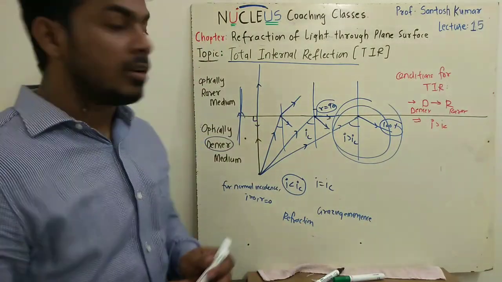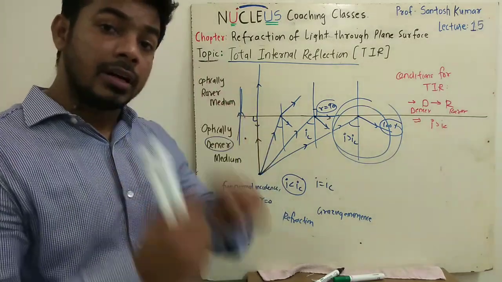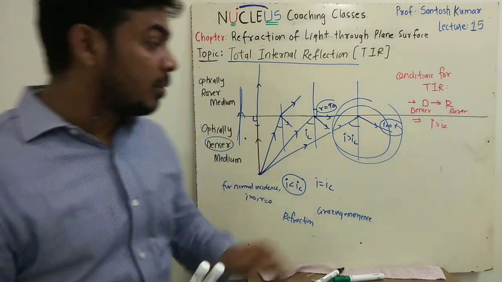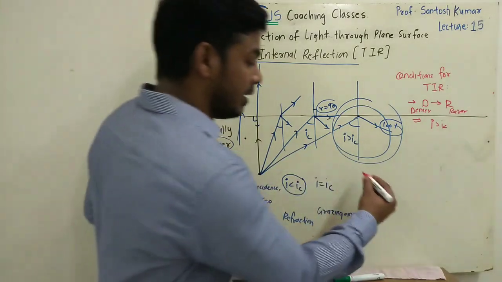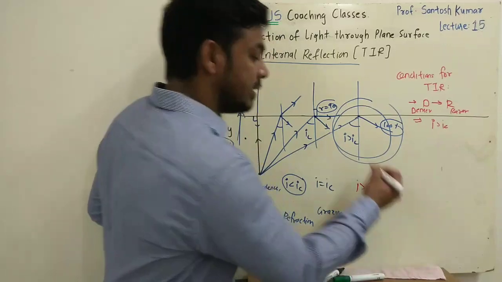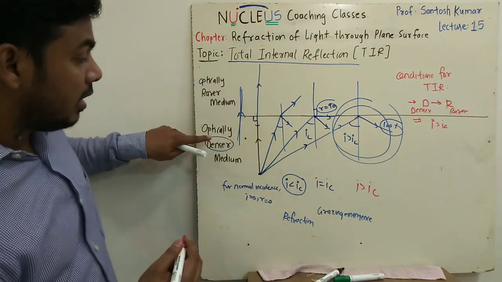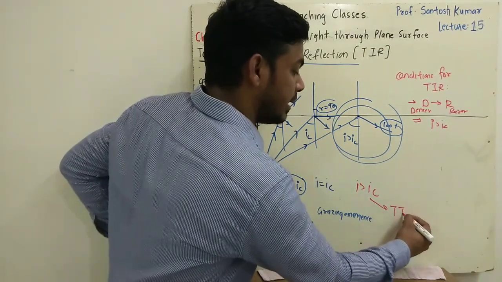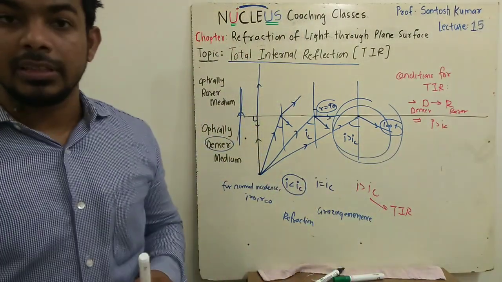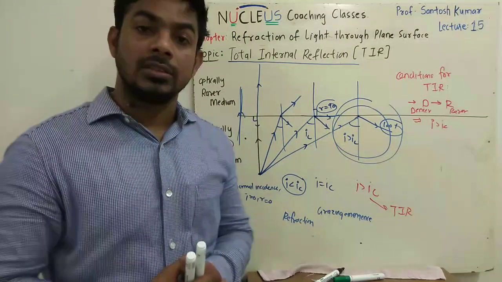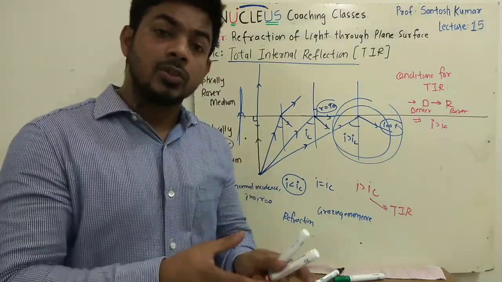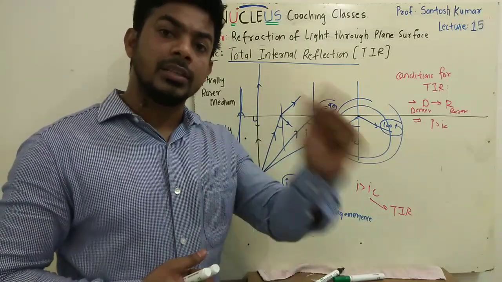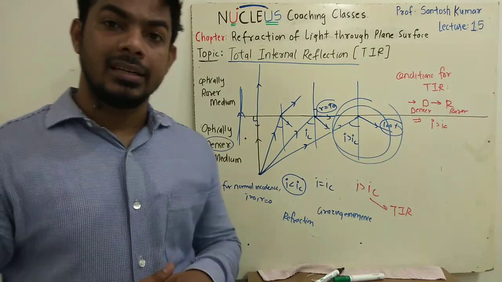So total internal reflection is a phenomenon where a ray of light traveling from an optically denser medium to an optically rarer medium at an angle greater than critical. So if a ray of light is incident at an angle greater than critical while traveling from optically denser to optically rarer, what will take place is total internal reflection. Total internal reflection is defined as the reflection of light completely into the denser medium while traveling from optically denser to optically rarer at an angle greater than critical.